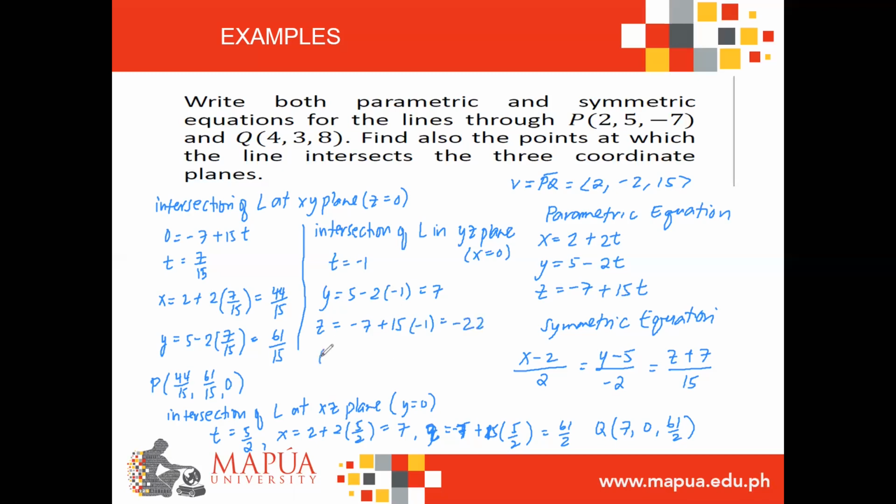So let us call this point R. So the coordinates of your point R, which is the intersection of your line L in the yz plane, we have it as x equals 0, then y is 7, then z is equal to negative 22. So these are the points at which the line L intersects the three coordinate planes.